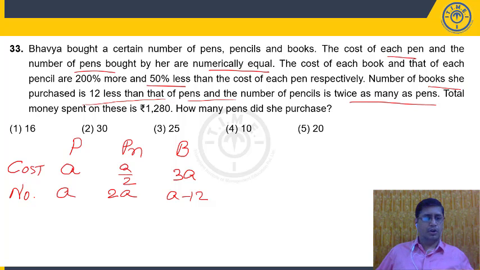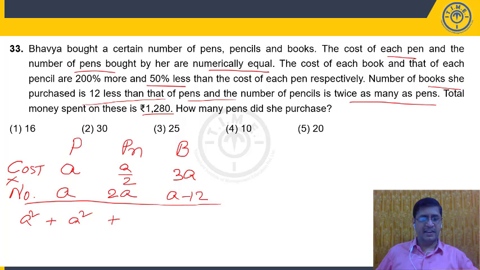What are they saying here? The total money spent on this is 1280. Total money means when you multiply the cost of one article with the number of articles, you get the total cost. A into A is A square. A by 2 into 2A is A and A into A is A square again. 2 and 2 get cancelled. And then next, 3A into A minus 12 means 3A square minus 36A is equal to 1280.